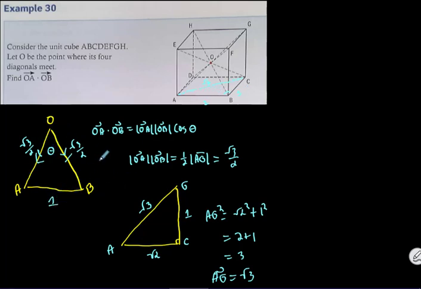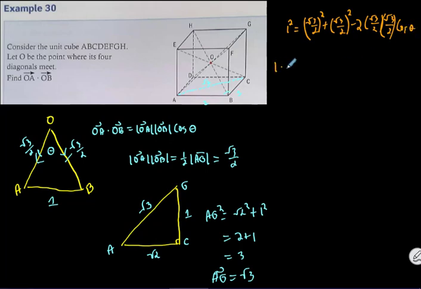Now I have the lengths, and I need to find out what the angle is between them. But look, I have all three sides, so I can use the law of cosines. I'm going to do the law of cosines right up here. So 1 squared is equal to root 3 over 2 squared plus root 3 over 2 squared minus 2 times root 3 over 2 times root 3 over 2 times the cosine of theta.